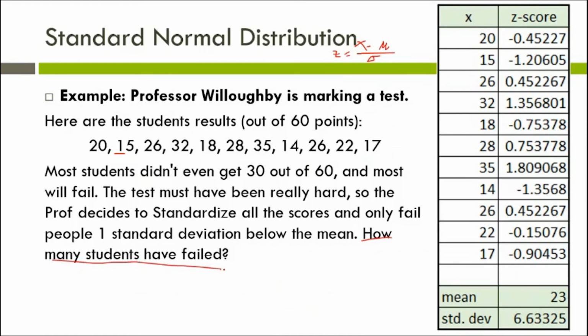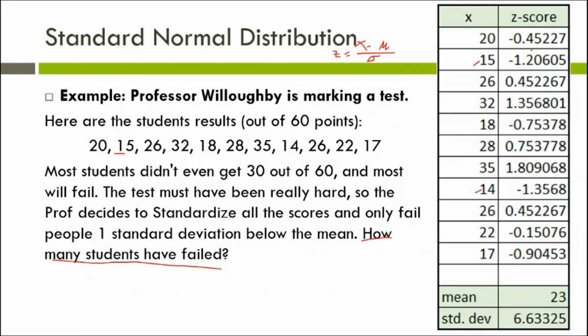Now the question again is, how many students do you think have failed? You cannot answer this question unless you have converted them into z-scores. Now, checking our z-scores, we will look for students who have below negative 1 z-score. So we have here negative 1.2. So the student would fail. And, okay, we have another below negative 1 standard deviation. Which means there are only two students who will fail.